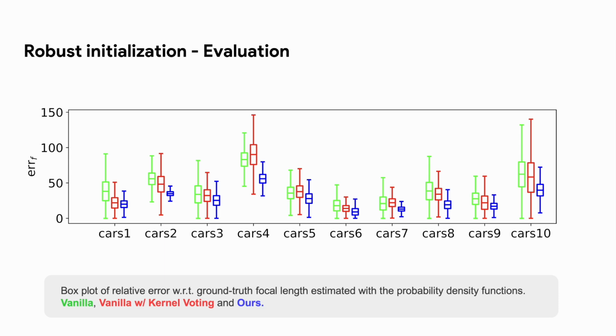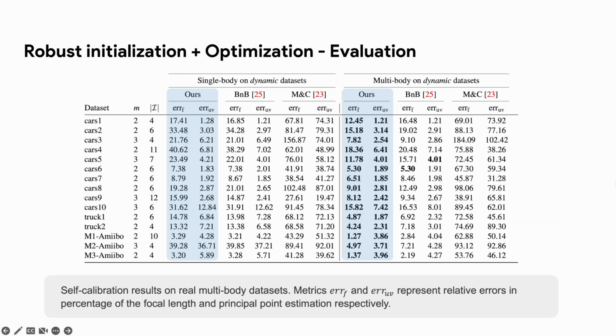This is a box plot of the relative error on the focal length produced by our method with respect to the ground truth focal length. And again, our method is displayed in blue and shows better performance compared to competing methods. Finally, we evaluate our robust initialization and our optimization step jointly in order to provide a better understanding of the full proposed self-calibration pipeline. We tested our pipeline on both its single body and multi-body configuration.